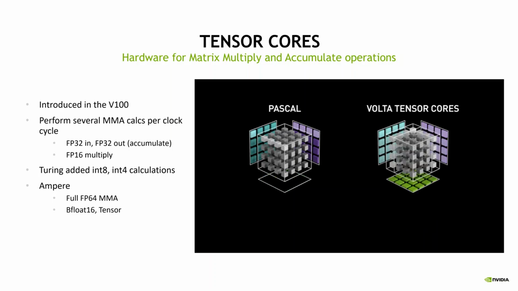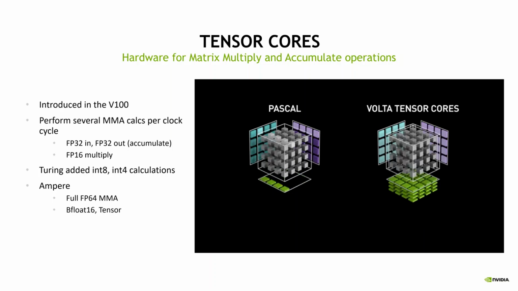Then in the Turing generation of tensor cores, we introduced the support for int8 and int4, and a lot of this was driven, as I mentioned earlier, by the use of the matrix multiply operations in deep learning. And in deep learning, quite often you can manage to do these calculations at lower precisions and not have a detrimental impact on the performance quality of the models that you're training.